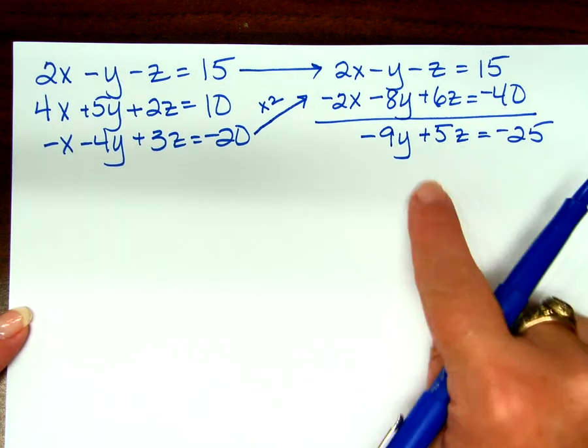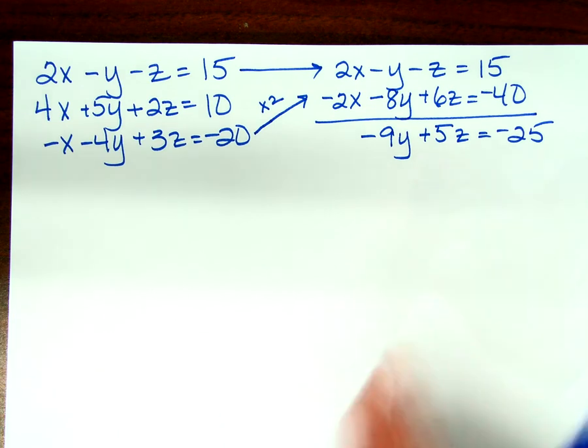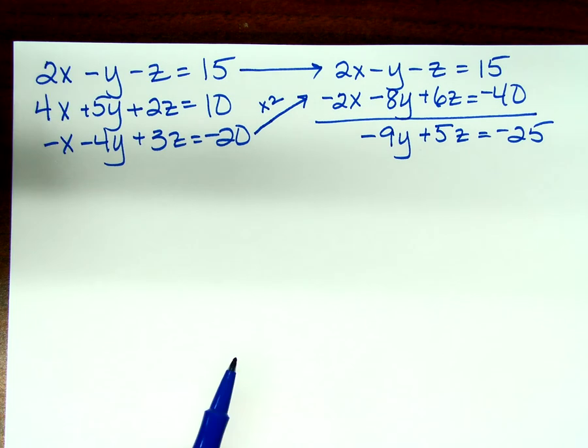We need another equation with y and z because we have 1, so I need 2, right? So we're going to eliminate x again, okay? So do you want to use top and middle or middle and bottom? Top and middle, okay.